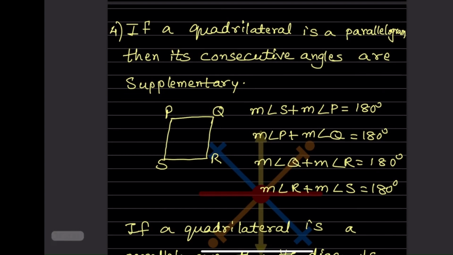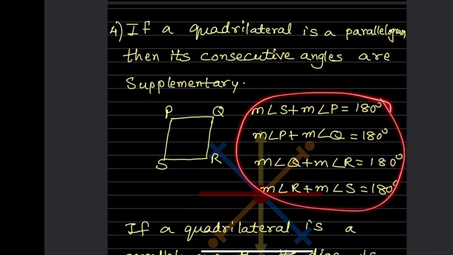If a quadrilateral is a parallelogram, then its consecutive angles are supplementary. You know, supplementary means it should be 180. Consecutive angles means what you can see here. Here this is S and this is P, so these both are consecutive. This should be 180. Or if we take this P and this Q, that will be 180. If we take this Q and this R, that should be 180. If we take this R and this S, this should be 180. When you add these both, it should be 180. So this is what is written over here.